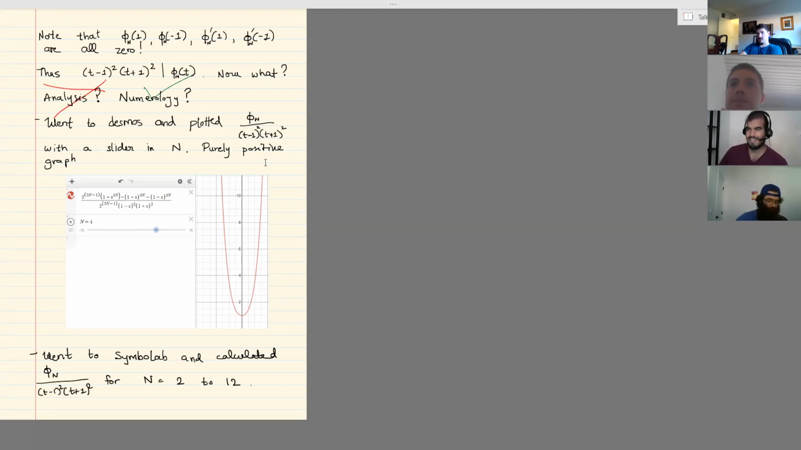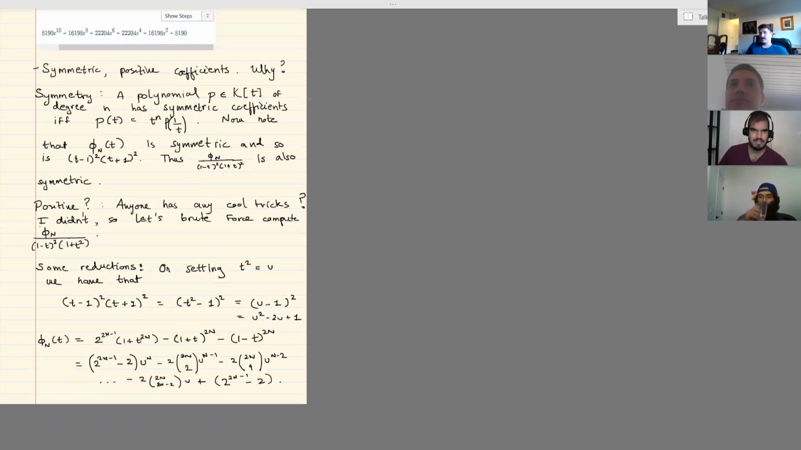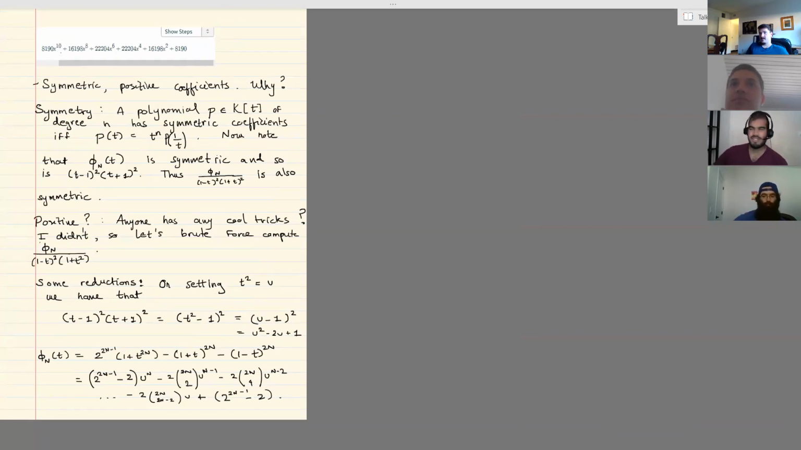And then after that, I went to Symbolab, and I calculated phi sub n divided by (t minus 1) squared times (t plus 1) squared for n equals 2 to 12, all right? And what popped out is that you get a polynomial of this form. So you basically have these coefficients that are symmetric and they're all positive.